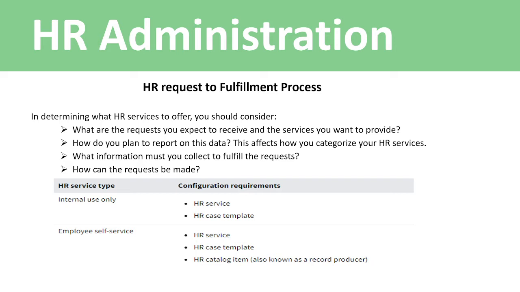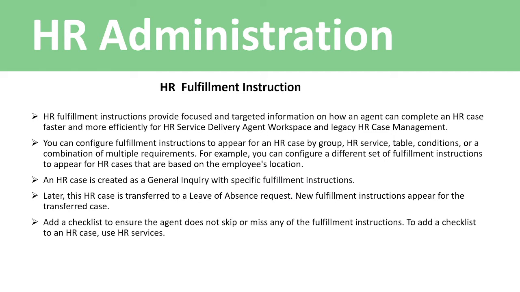So there are a few things like the HR service tab. There are a few types of service, like internal use only, where we only receive requests from internal employees, HR service, HR case template, and employee self-service. For that we can configure an HR service, case template, HR catalog item, or a record producer, also known as. Now there is the HR fulfillment instruction.